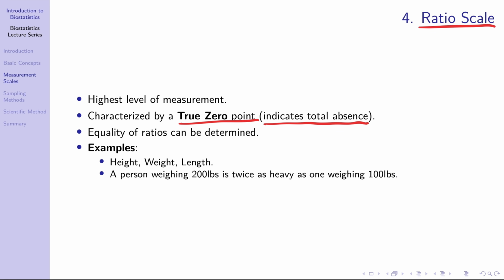So the equality of ratios can be determined. Things like height, weight, length. If you have a person weighing 200 pounds, they are twice as heavy as a person that weighs 100 pounds. So these are all examples of ratio scales. That is why ratio scales are the highest level of measurement.